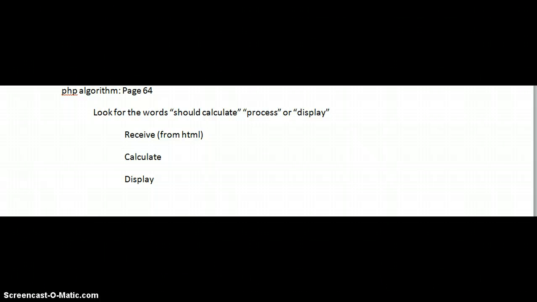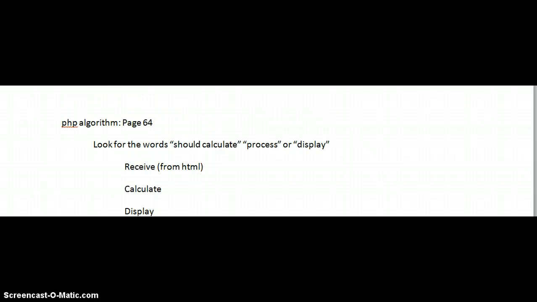When you go to your PHP algorithm, you want to look for the words should calculate, process, or display. All of those are things that are done in PHP. So if you read those words that you should calculate, process, or display something, you know that information goes in your PHP part of your program. The first line in PHP is always to receive. You're going to receive from HTML whatever they submitted. From what you've received, you can then calculate or process all the information, and then the last thing you're going to do is display it back to an HTML form for your user to see.